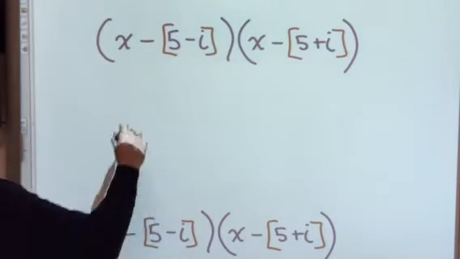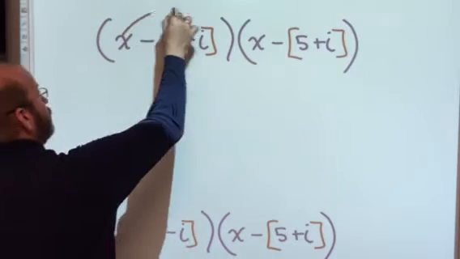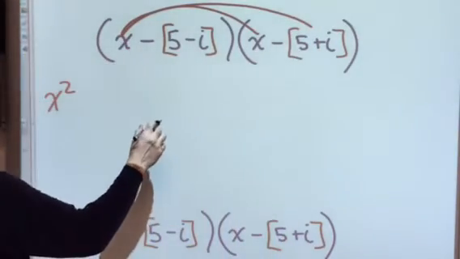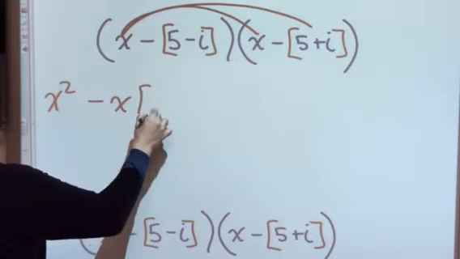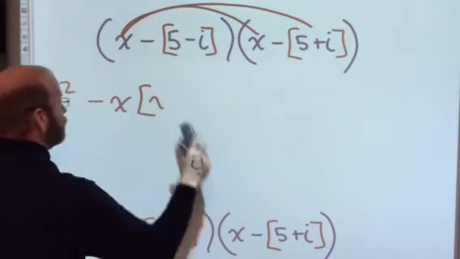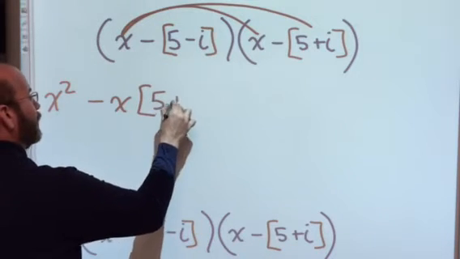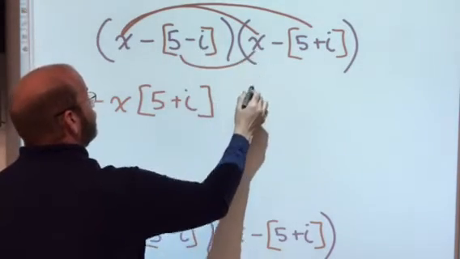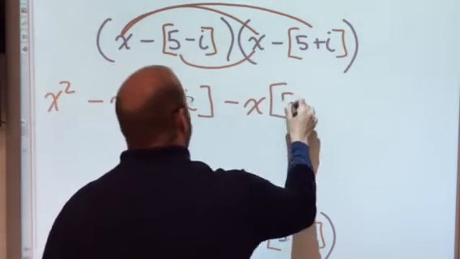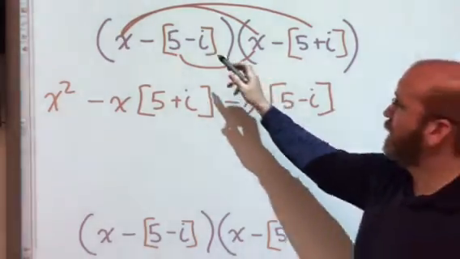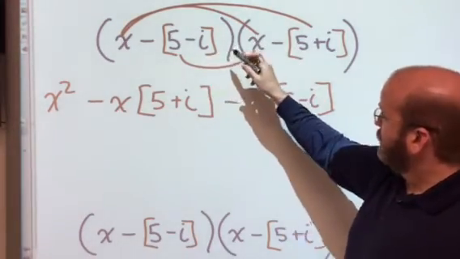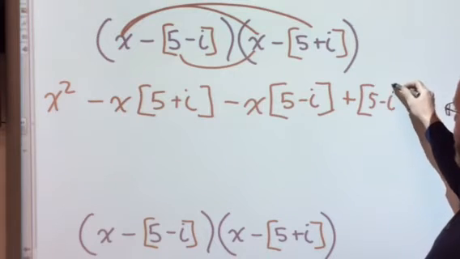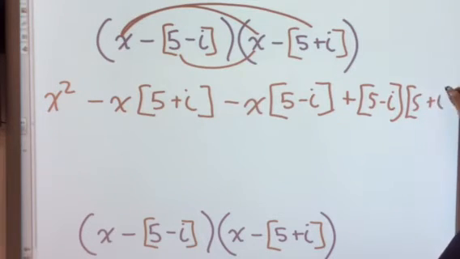If you didn't do that, and you try to group it this way and FOIL it, you get x times x is x squared. Then you get x times negative 5 plus i, so it'll be negative x times 5 plus i, and then you do negative 5 minus i times x, and then you'd have negative x times 5 minus i, and then you'd have negative times negative 5 minus i times 5 plus i. Negative times negative is positive, and then you'd have 5 minus i times 5 plus i.